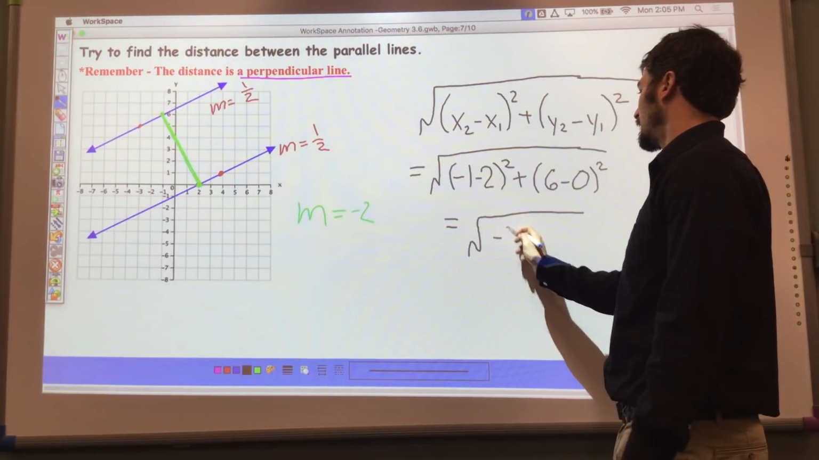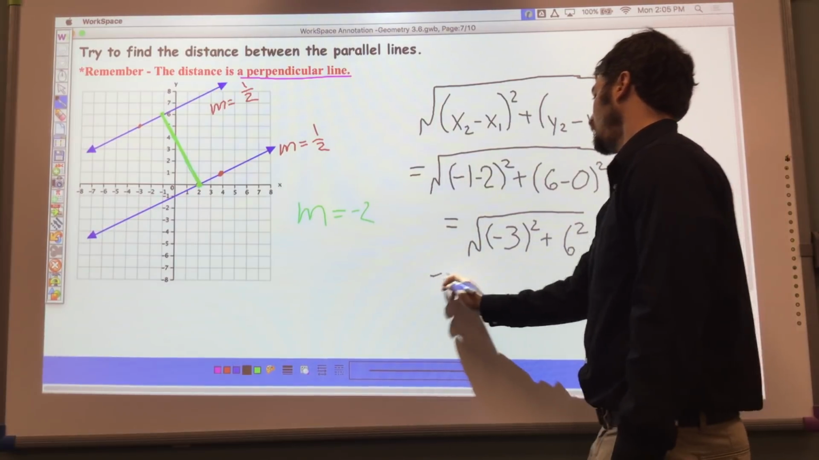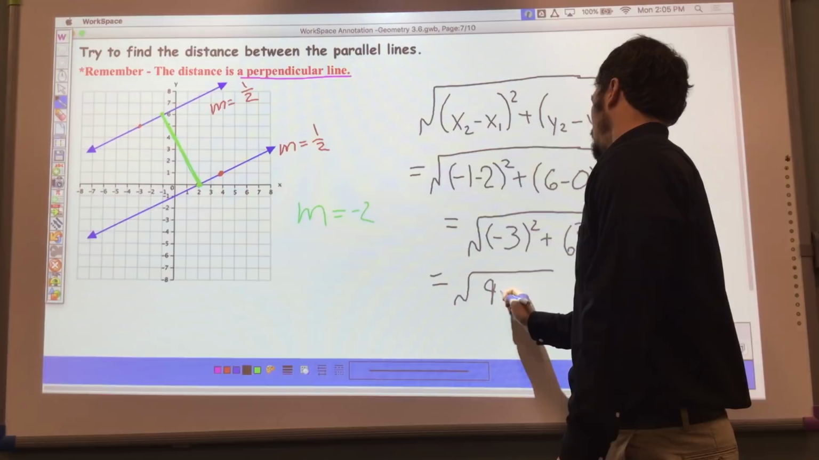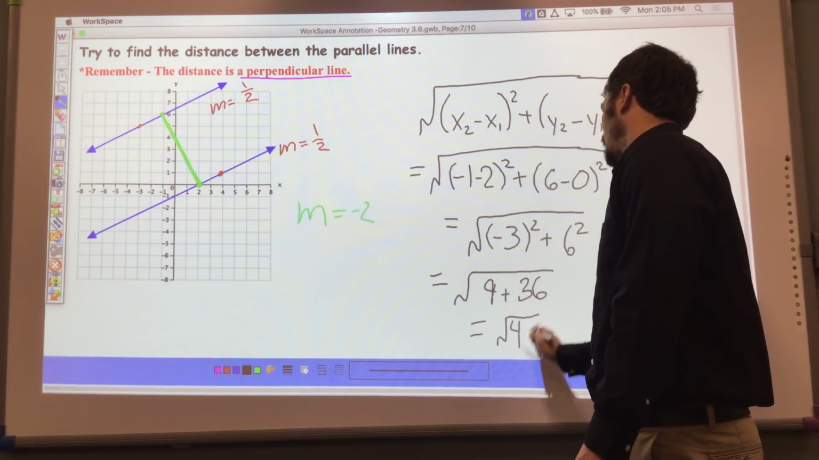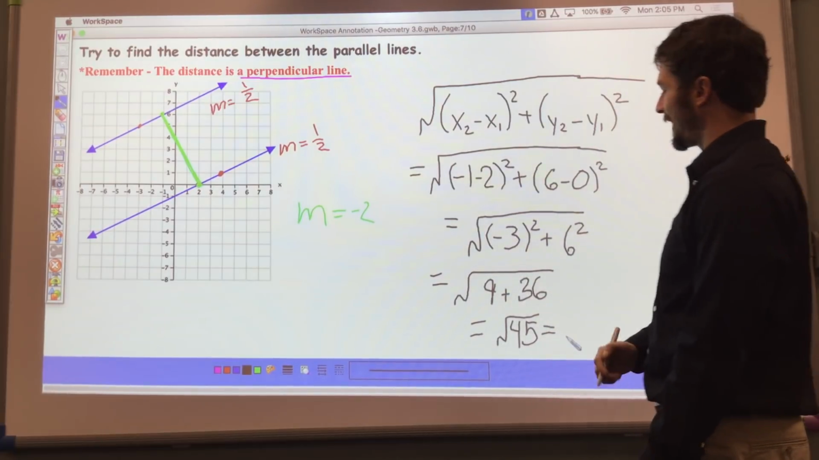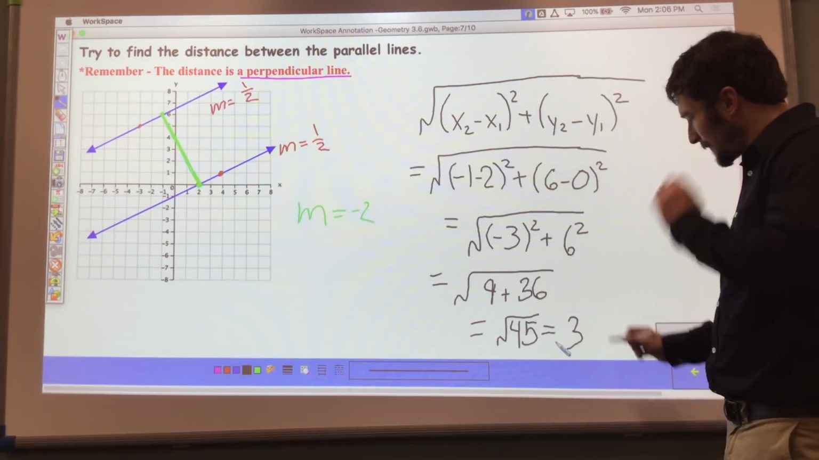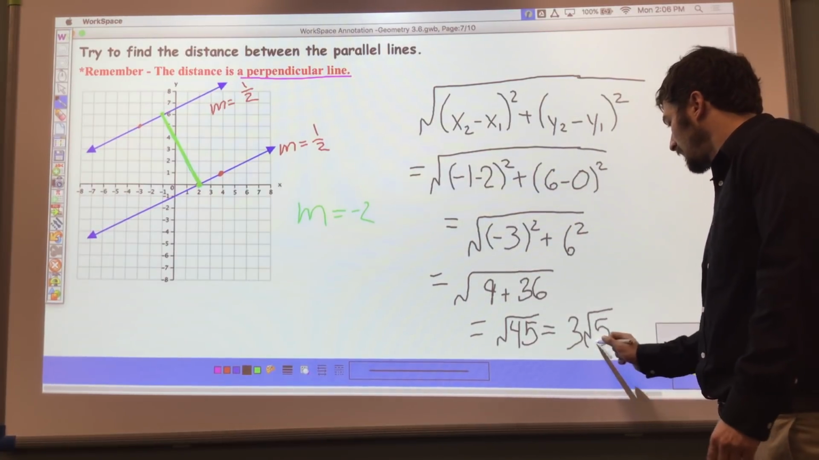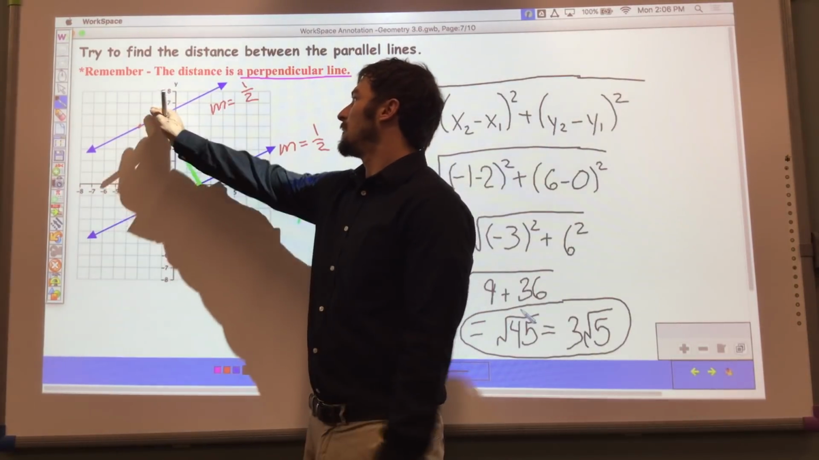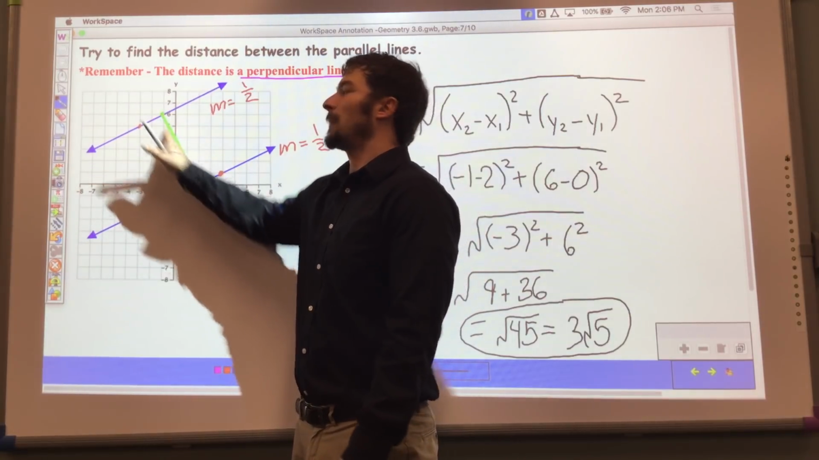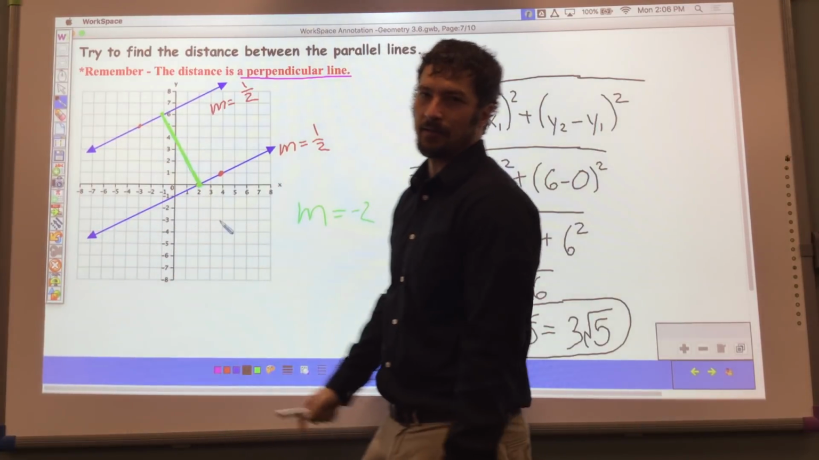So -3 squared plus 6 squared. So square root of 9 plus 36, which is square root of 45, which if you do your factor tree, that ends up being 3 square root 5 is the distance. Okay, so again, to find distance between two lines, you got to find one that's perpendicular to those, and then find your 2 points and use distance formula.